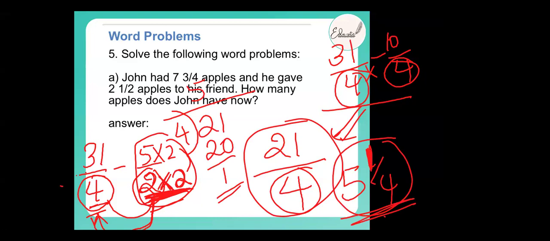Is it fine? Yes. So it is 21 by 4 or 5 1 by 4 apples. This is better. You write this one, okay? 5 1 by 4 apples left out with John. Fine, Anis? Done writing? MashaAllah. So it is 21 by 4 or 5 1 by 4 apples left out with John.